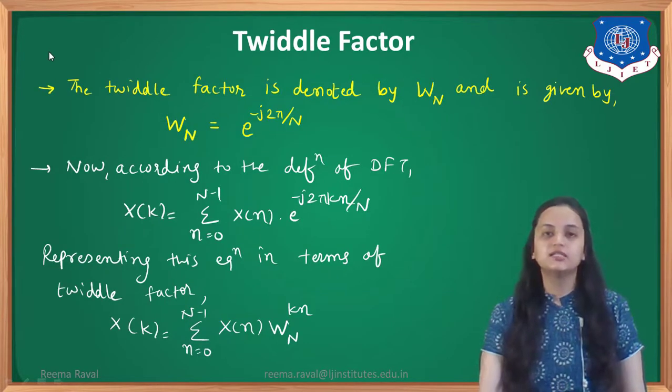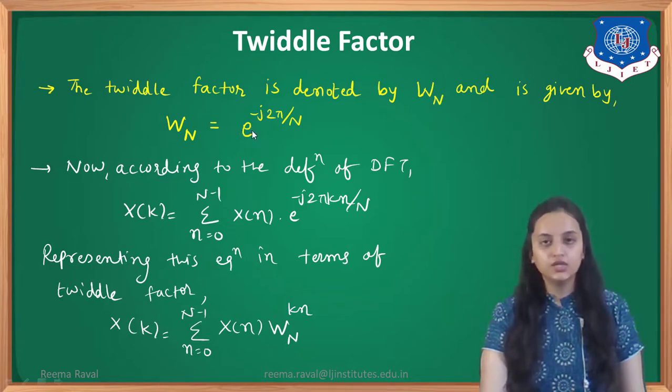So first of all, let us see what is Twiddle factor. The Twiddle factor is denoted by W_N, where capital N indicates the N-point DFT, and it is given as W_N equals e raised to minus j 2 pi by N. Now according to the definition of DFT, X of k equals summation of n equals 0 to N minus 1, x of n e raised to minus j 2 pi kn by N.